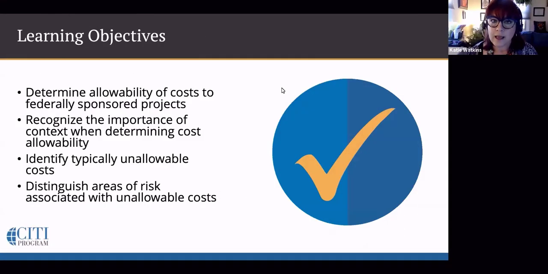Our webinar today has some specific learning objectives. Number one, to determine the allowability of costs to federally sponsored projects. Number two, recognizing, and I can't tell you how important this is, the importance of context when determining cost allowability. We'll focus on that quite extensively as we go through the presentation. Identifying typically unallowable costs, knowing that it always depends. And then distinguishing areas of risk associated with unallowable costs. And Jeff will actually speak a lot about that.